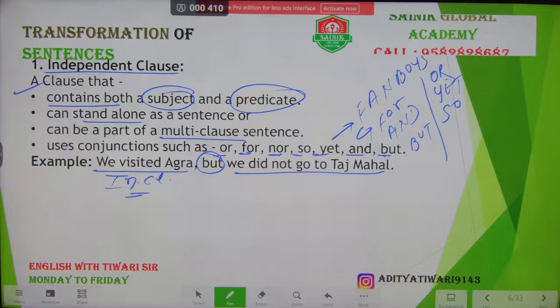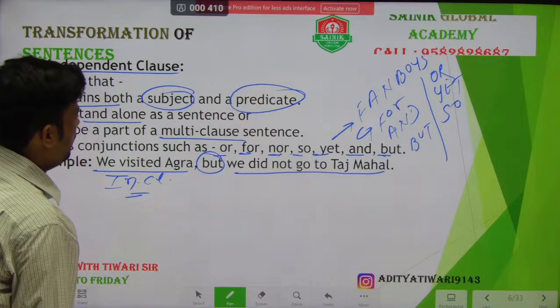See, so here I said we visited Agra, but we did not go to the Taj Mahal.